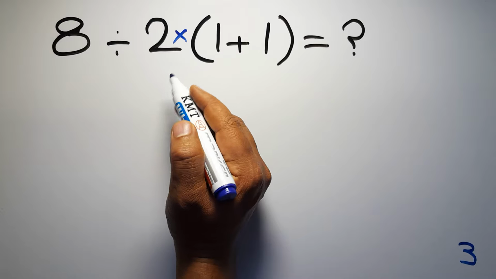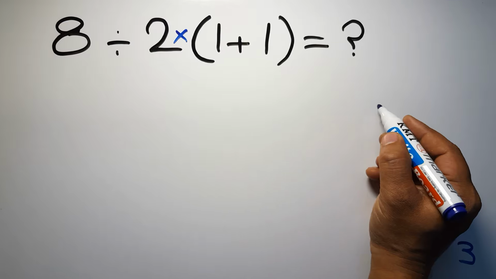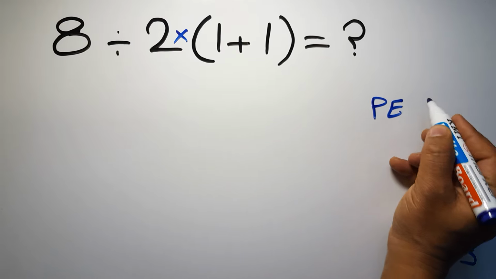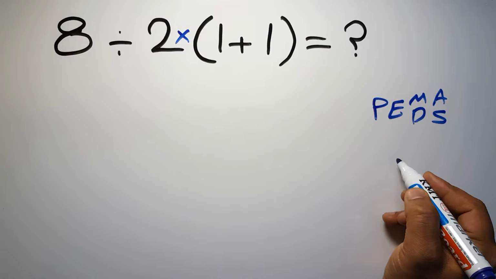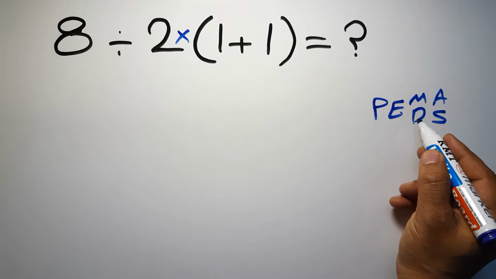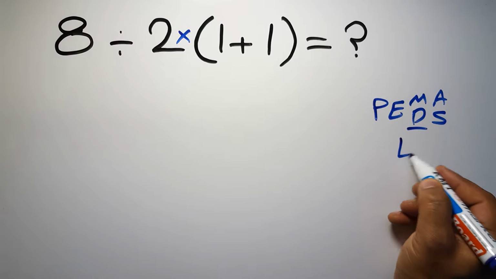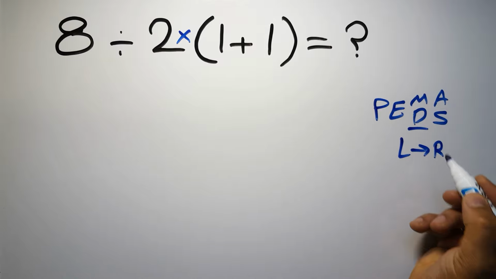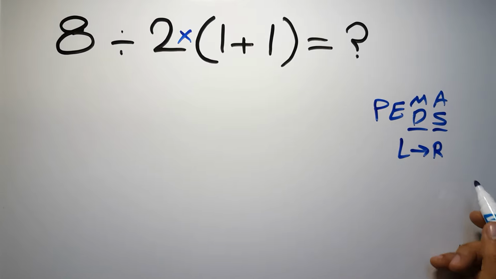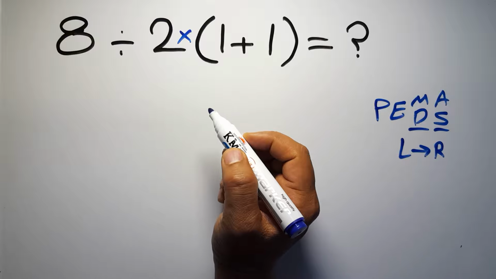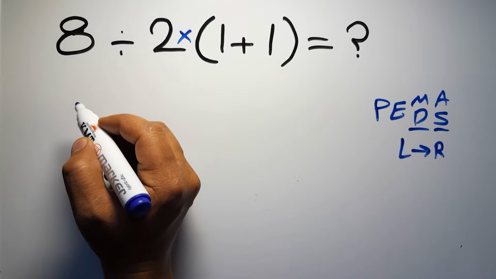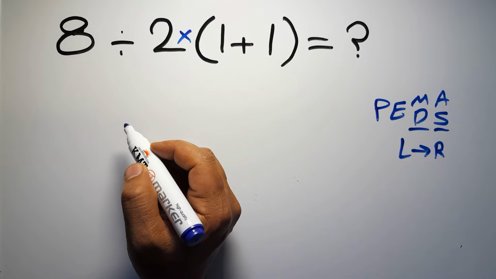Okay? According to the order of operations, first we have to do parentheses, then exponents, then multiplication or division, and finally addition or subtraction. Remember that multiplication and division have equal priority and we have to work from left to right. And the same applies to addition and subtraction. Okay, so here first we have to do this parentheses, then this division, and finally this multiplication.